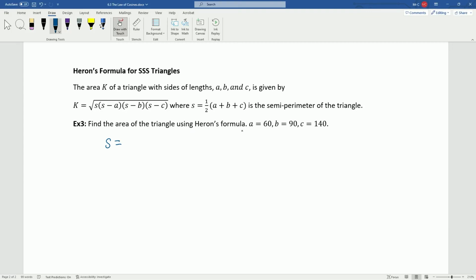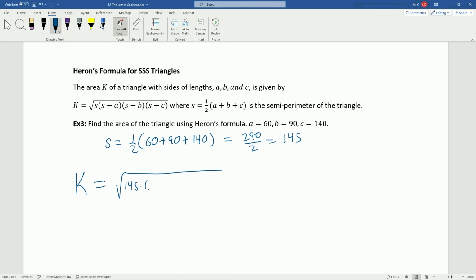find the area of the triangle using Heron's formula. We're given A equals 60, B equals 90, and C equals 140. So the semi-perimeter, that's 1/2 the sum of the three sides. That's 150 plus 140. That's going to be 290 over 2. That's 145. So my semi-perimeter is 145. And so my area K is 145 times 145 minus A, which is 60, times 145 minus B, which is 90, times 145 minus C, which is 140.